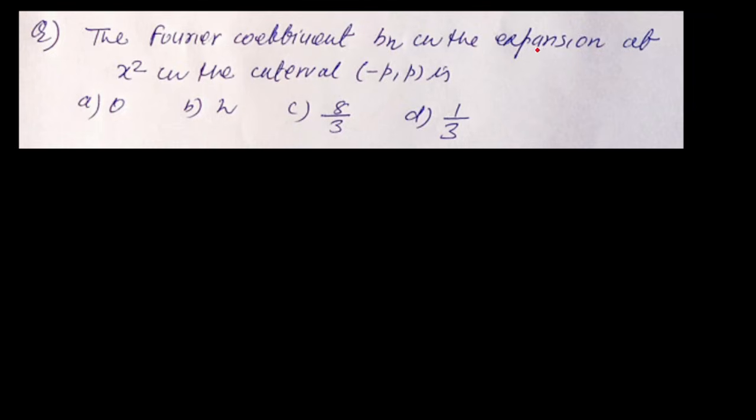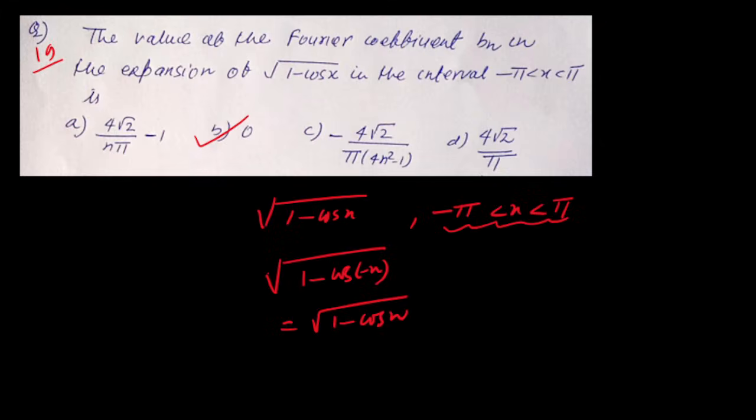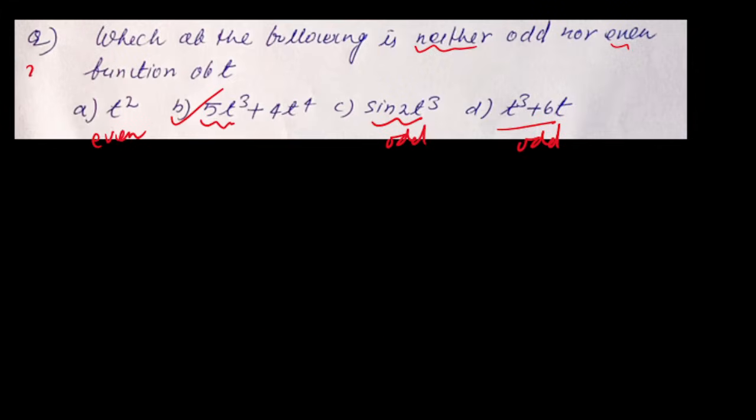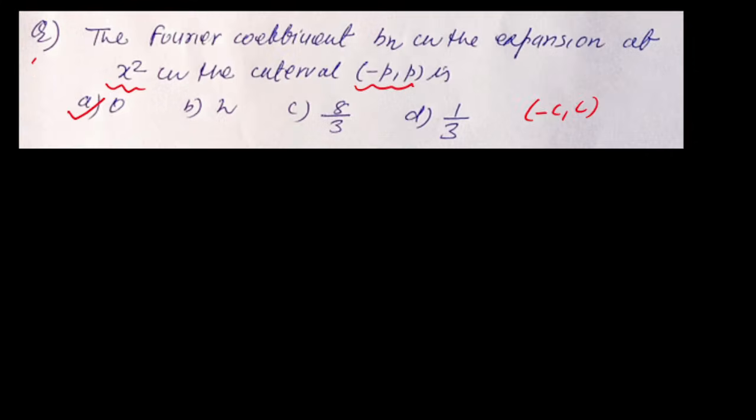The Fourier coefficient Bn in the expansion of x square in the interval minus p to p. Again the interval is of type minus c to c. So whenever the interval is of type minus c to c, we look at whether the function is even or odd. In this case it is an even function, so the Fourier coefficient Bn will be equal to 0. So I hope this was question number 19, this was question number 20, and this is question number 21. For 21 the correct option is A.